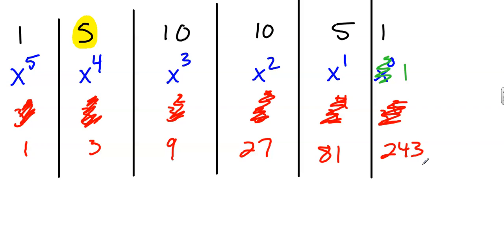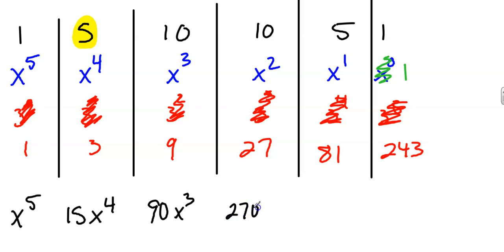Okay, and then just one column at a time. You got 1 times 1 times x to the 5th. So that's x to the 5th. 3 times 5 is 15, x to the 4th. 9 times 10 is 90, x to the 3rd. 27 times 10 is 270, x squared. 81 times 5 is 405, x, and then 243 times 1 is 243.